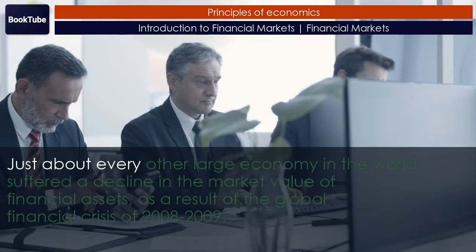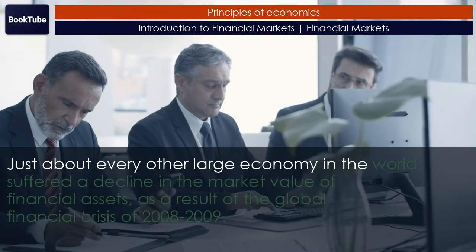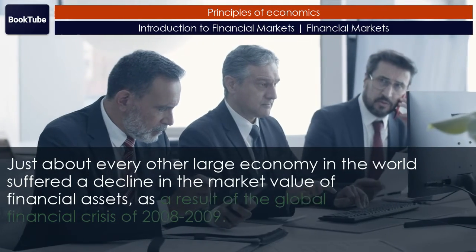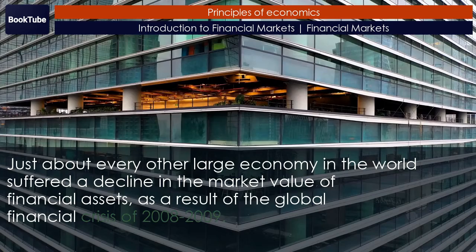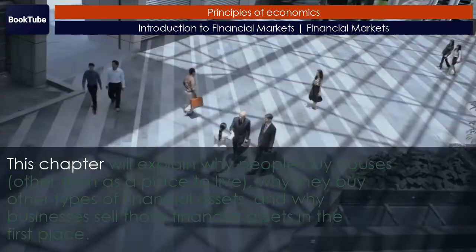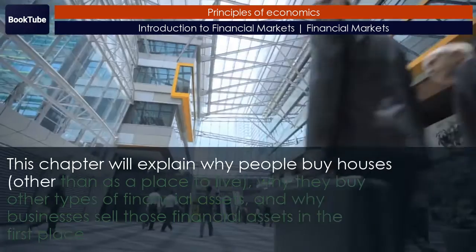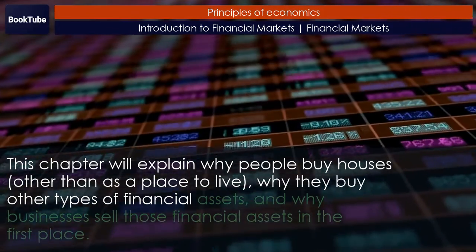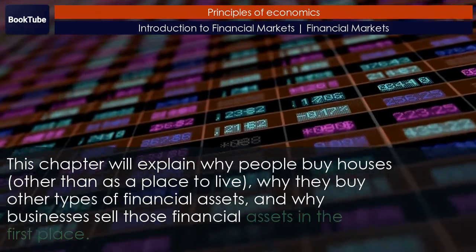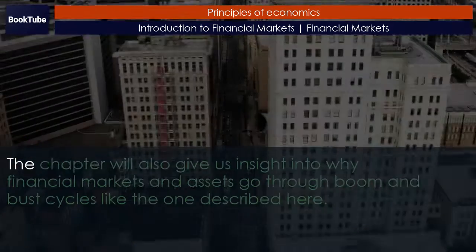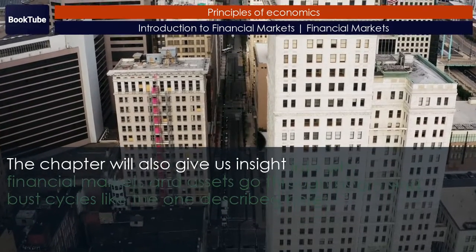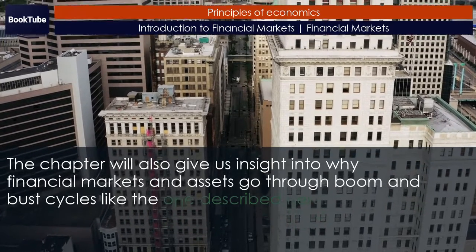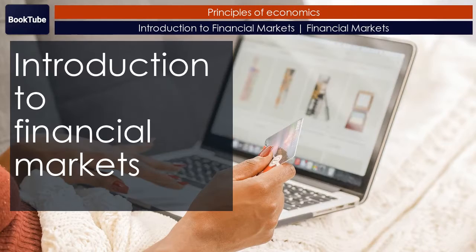Just about every other large economy in the world suffered a decline in the market value of financial assets as a result of the global financial crisis of 2008-2009. This chapter will explain why people buy houses other than as a place to live, why they buy other types of financial assets, and why businesses sell those financial assets in the first place. The chapter will also give us insight into why financial markets and assets go through boom and bust cycles like the one described here.